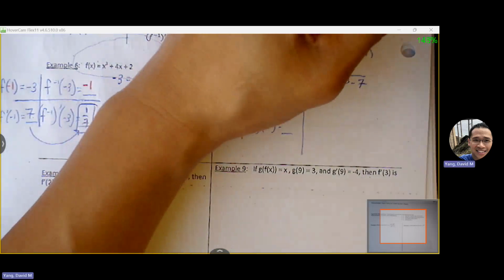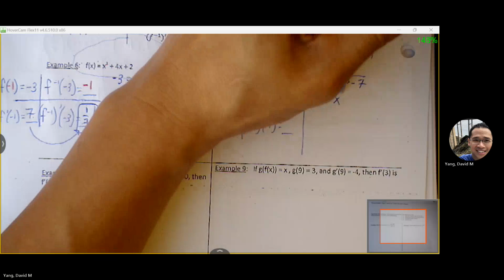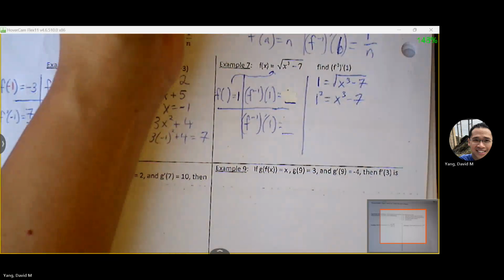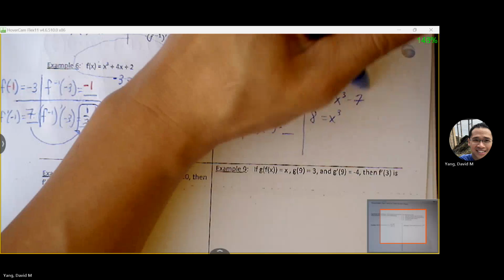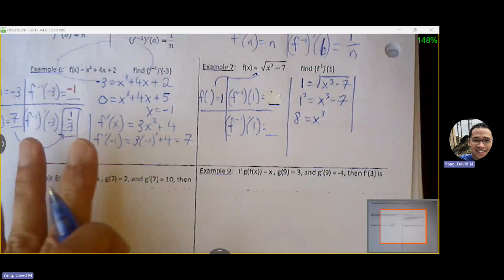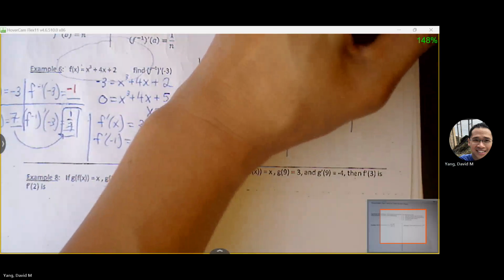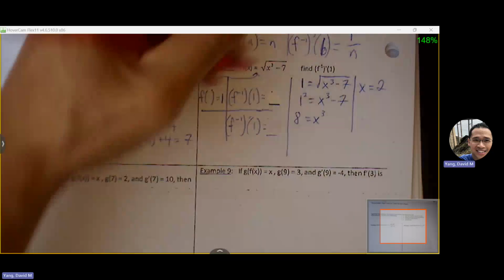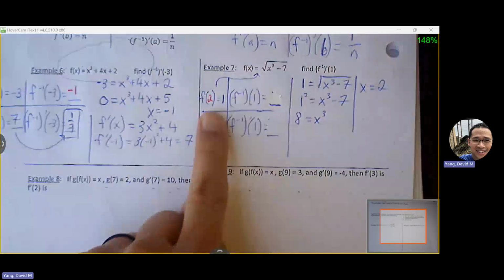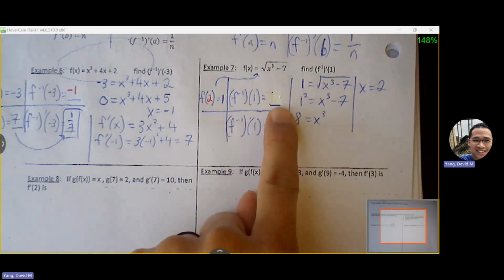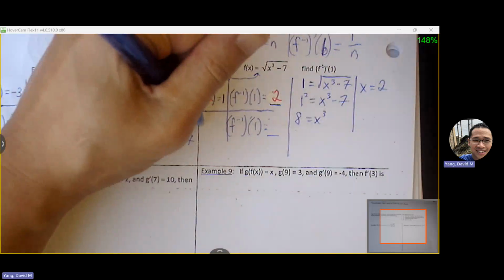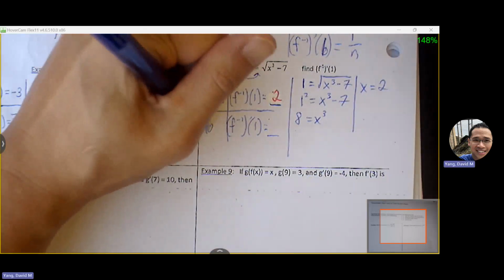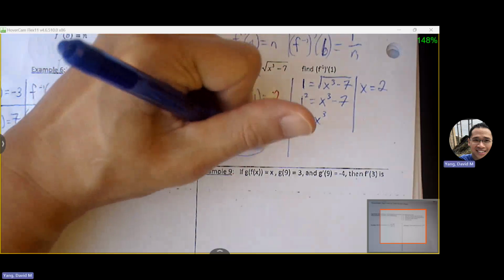Here, I'm going to square both sides. Add 7 to both sides. Take the cube root of 8. What's the cube root of 8? 2. So my ordered pair is (2, 1) on the function side, which must mean there's an ordered pair (1, 2) on the inverse side. So if I can find f prime of 2, then this number will lead me to my answer.